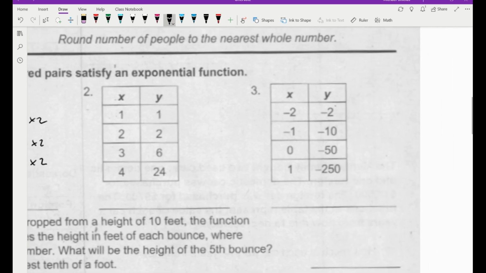Number 2. Here we're multiplying by 2, multiplying by 3, and then we're multiplying by 4. These numbers are not the same. So this is not an exponential function. So I'll just write no.